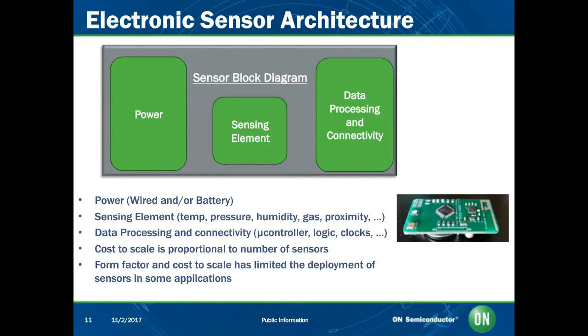And then in addition to that, you have what I call support blocks. You have power. Obviously, you have electronics on there, so somehow you need to power the sensor. Typically right now with electronic sensors, the power is either going to be wired power or some sort of a battery if it's a mobile sensor. And then another block you have on there is this data processing and connectivity. The data processing and connectivity is generally going to be a microcontroller, could have some logic, clock circuits, etc. But that's what actually gets the data out of the sensor.